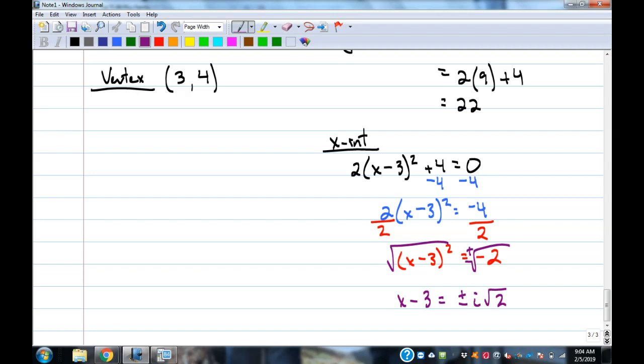It should not cross the x-axis because imaginary or complex x-intercepts don't show up. We could solve that and get x equals 3 plus or minus i radical 2. That gets us the solutions, but those are not x-intercepts. So there's actually no x-intercepts for this one.